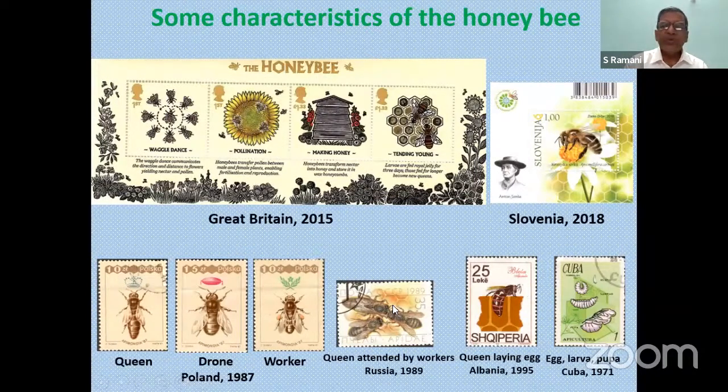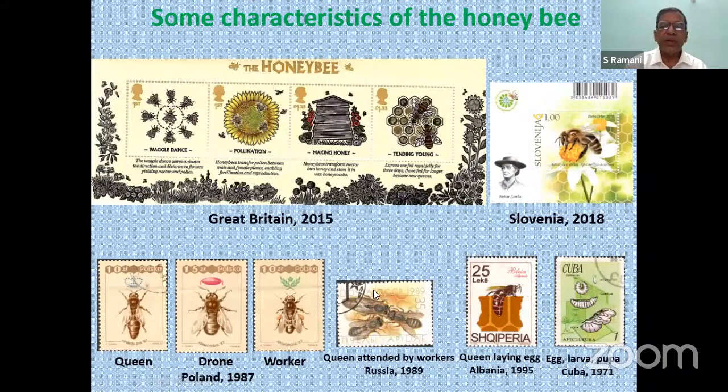Again, stamps from different countries, which show you different aspects about bees, like the queen, which is very well represented here with a long abdomen, the drone with a rounded abdomen, the worker with pollen baskets on its hind legs. You can see that all the three of them, which are actually the castes of bees, you can see them here. Here again, you can see this is the queen, which is tended by the workers.